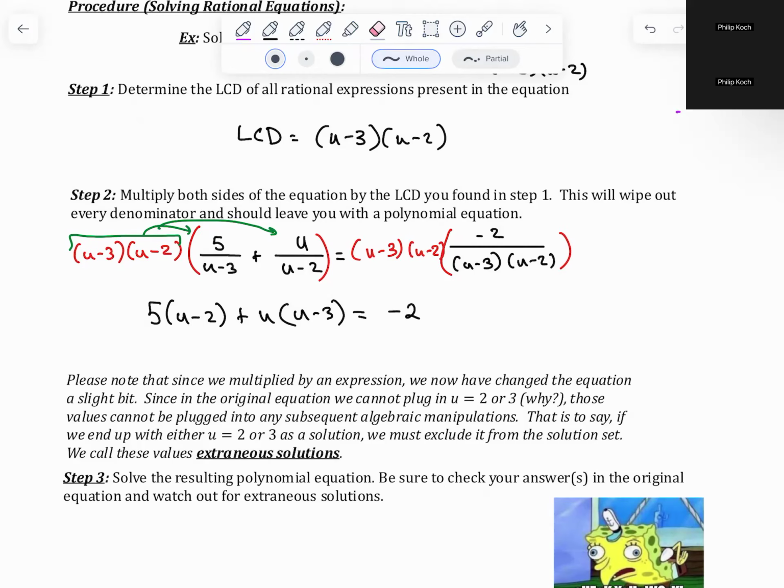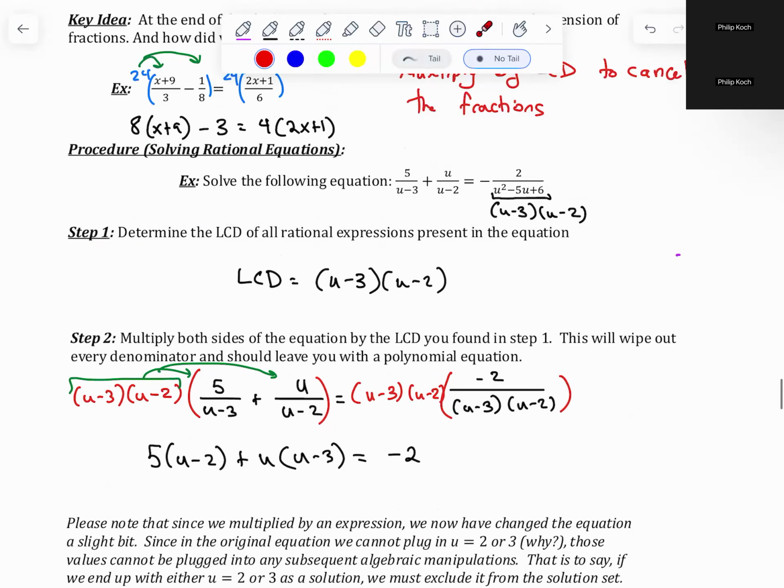If it ends up being that when we solve this, we get u equals 7, then u minus 3 times u minus 2 won't be 0, and that's not a problem. So, since we have multiplied both sides by an expression, we have slightly changed the equation, just a little bit, because u minus 3 could be 0. But as long as we keep in mind that the original equation cannot have 2 or 3 being plugged in, right? Those would make us divide by 0. If we plug in u equals 3, this becomes 5 over 0.